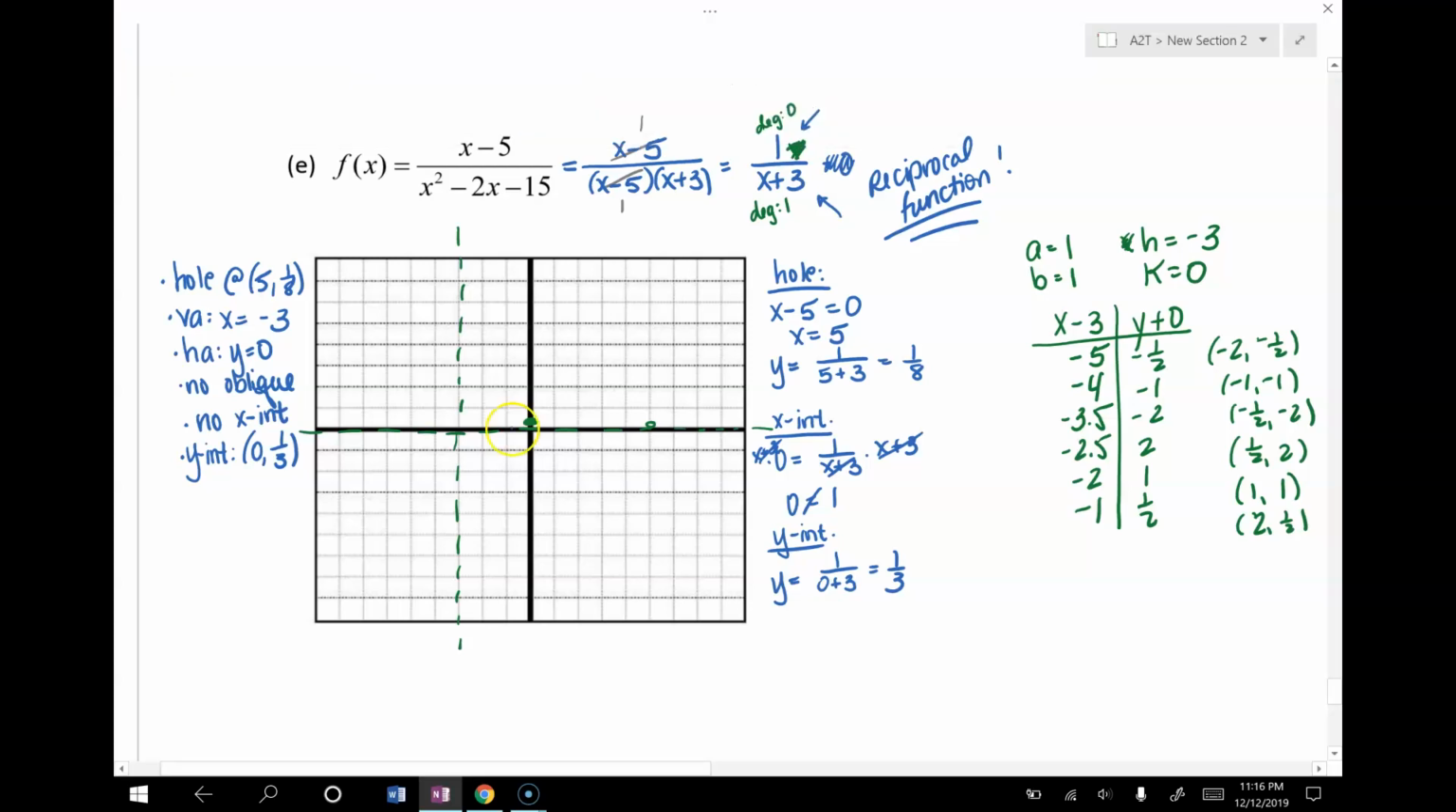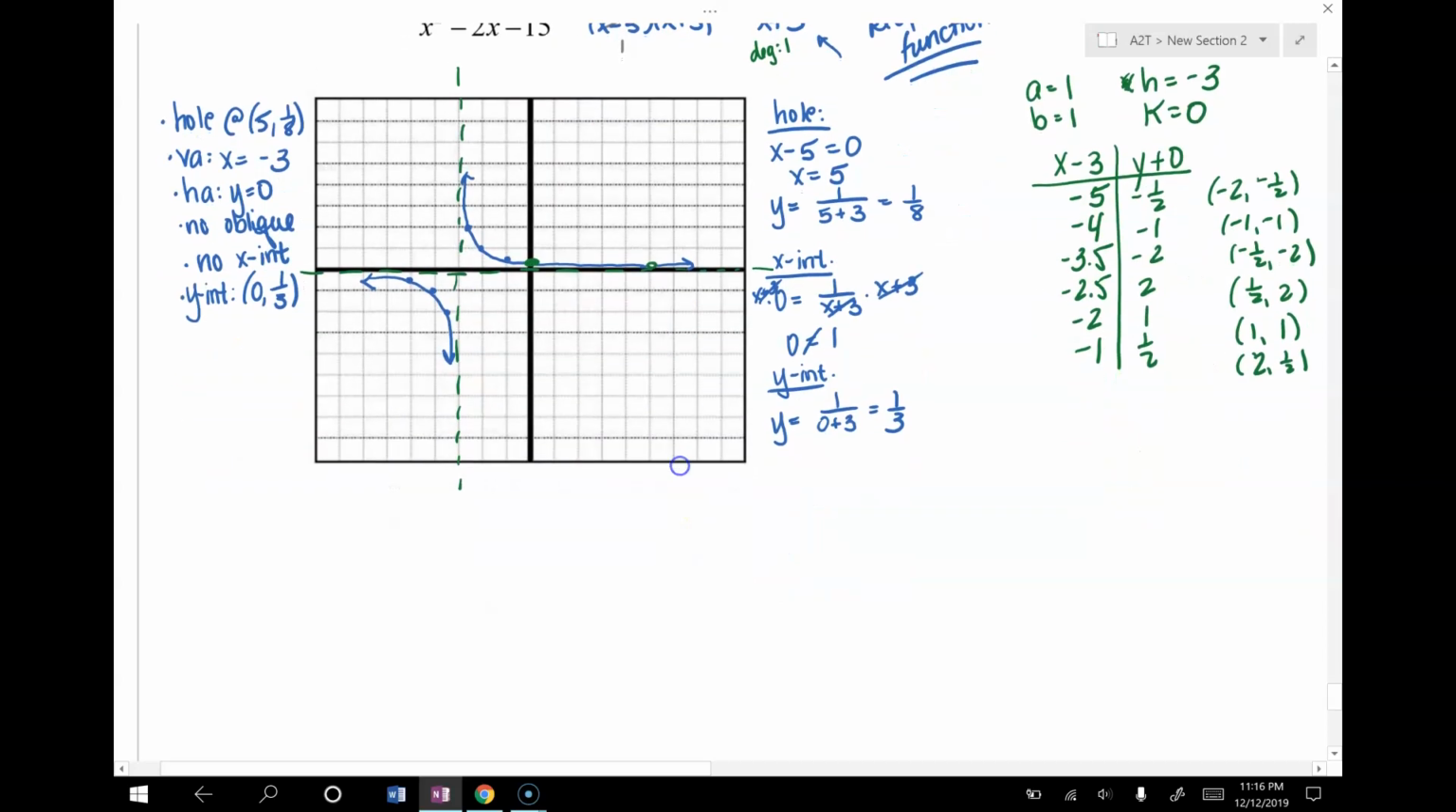So we have -5, 1/2, -4, -1, and then -3.5, -2. And then we have -2.5, 2, -2, 1, -1, 1.5. Okay, now there's a couple things. We have found that there is a y-intercept, so I have to include it. We also found that there was a really teeny tiny hole, so you have to include it. Any characteristic that you find has to be shown on your graph.